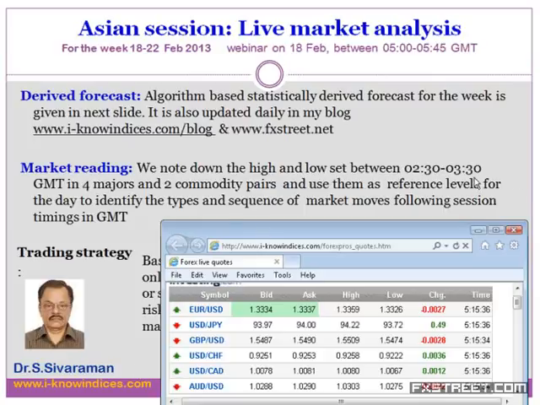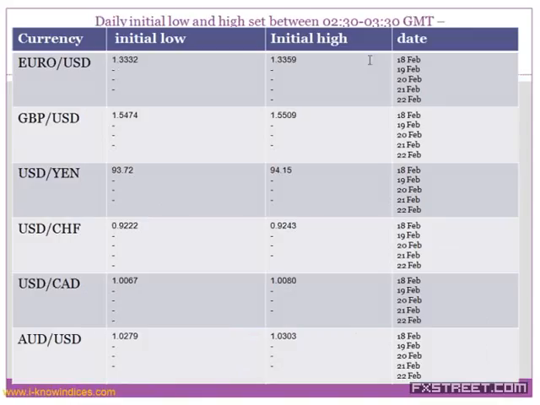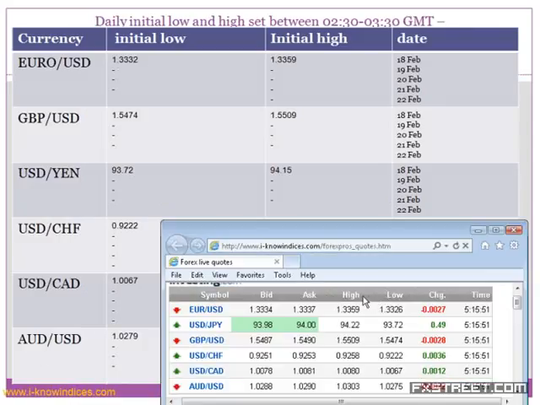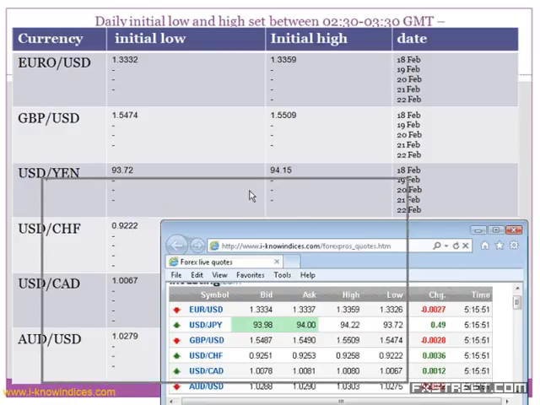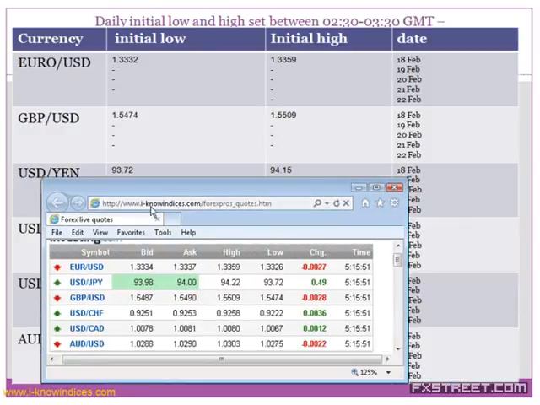So in the market reading around 3:30, we note down the initial lows and the highs. Here I have noted them down, and I am comparing with the live market quote page. Now you find that Euro formed the new low 1.3326. The initial low was 1.3332, and they found 1.3326, and they came back above the initial low 1.3332. So that means they have made a brief downward stop in the case of Euro, but the high was not breached.